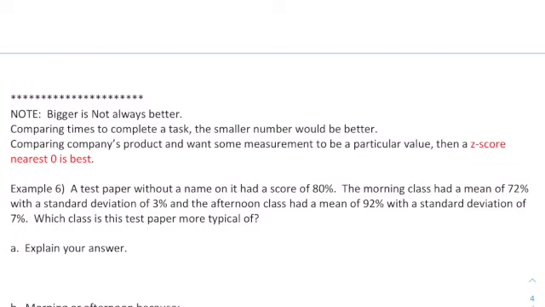Example 6: a test paper without a name on it scores 80%. The morning class has a mean of 72% with a standard deviation of 3%, and the afternoon class has a mean of 92% with a standard deviation of 7%. Which class is the test paper more typical of? Explain your answer. Well, let's try to figure out the z-scores.